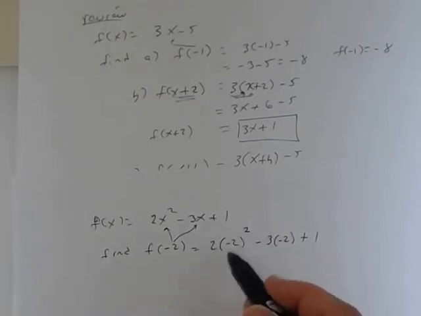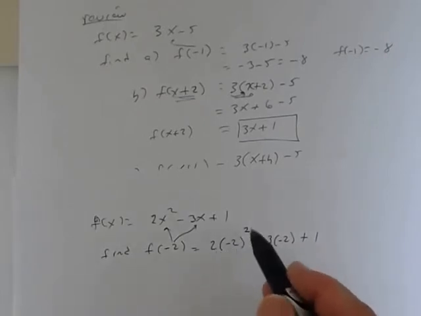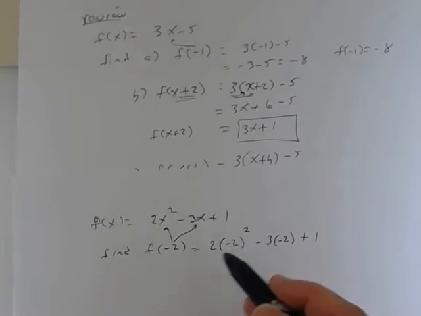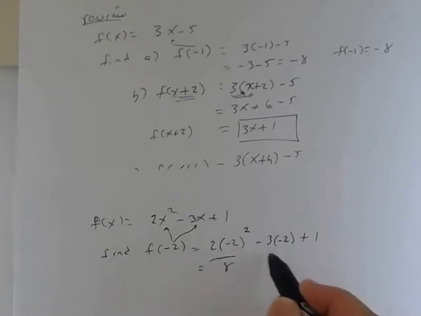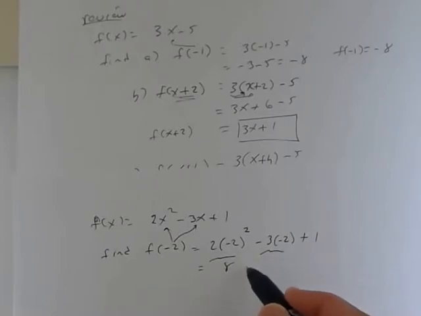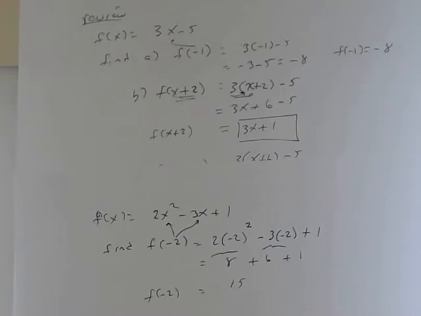Order of operations, I square before I multiply, right? So that's 4 times 2, which is 8. This is plus 6, plus 1, right? So what do I get? 15. So f of negative 2 is 15. Okay?